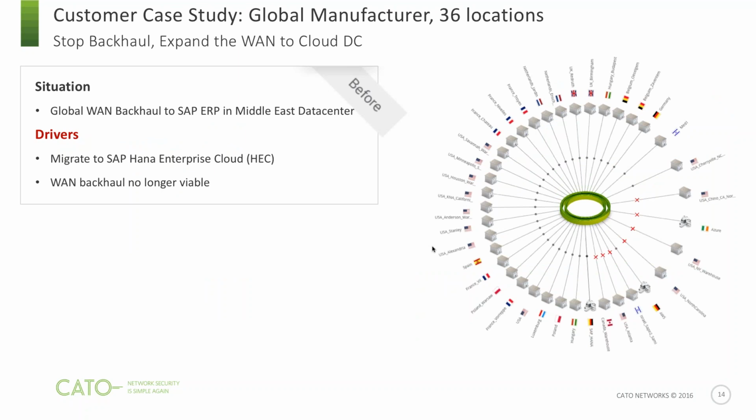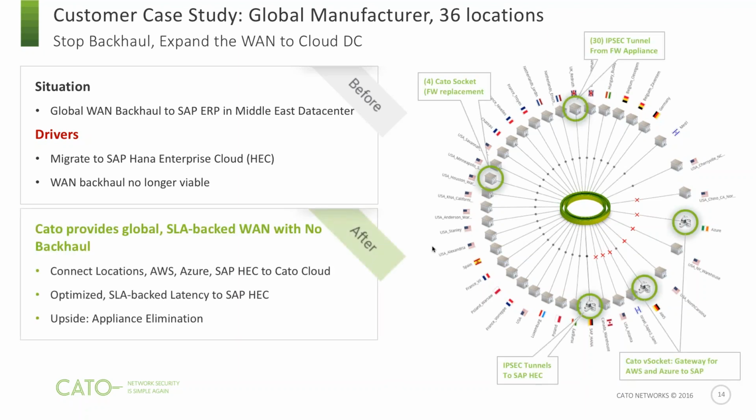So this is a global manufacturer. It has 36 locations. As you can see from the diagram on the right, they are concentrated in the US, Europe, and the Middle East. The customer legacy wide area network was backhauling all site traffic into an SAP instance hosted in the customer data center in the Middle East. And the customer made a strategic decision to migrate to an SAP HANA Enterprise Cloud that is hosted in Germany by SAP. So the whole backhaul was no longer viable.